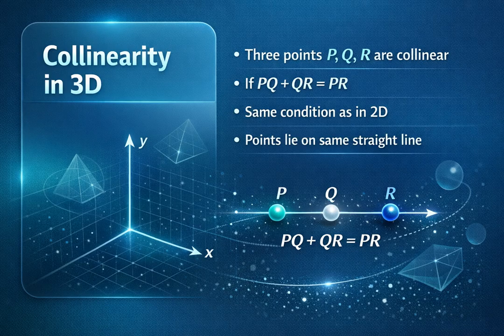3 points P, Q, and R are collinear if they lie on the same straight line. We check this by verifying that PQ plus QR equals PR. This is the same condition we used in 2D geometry.